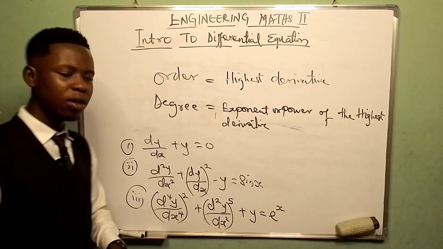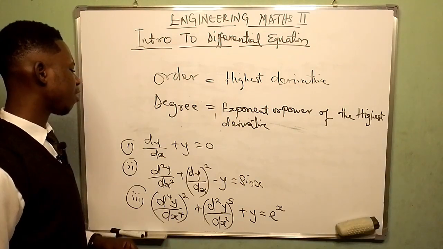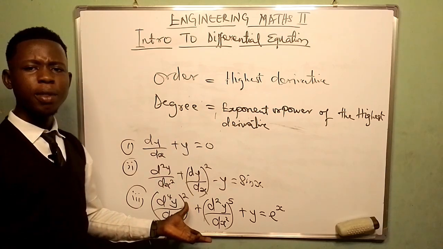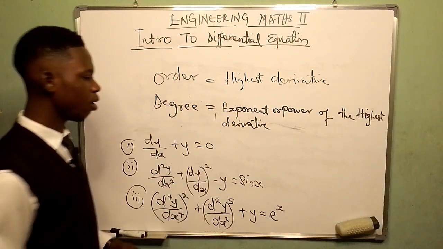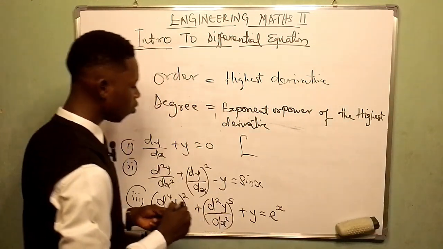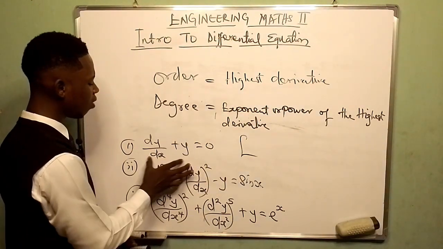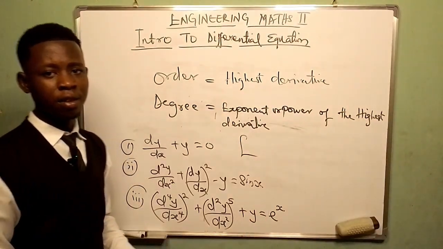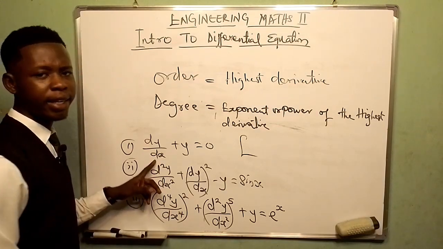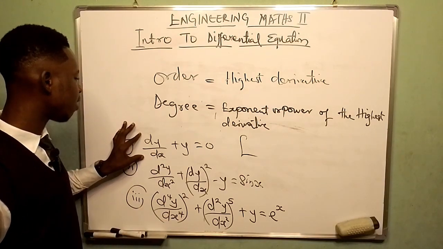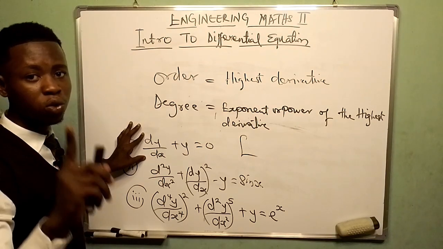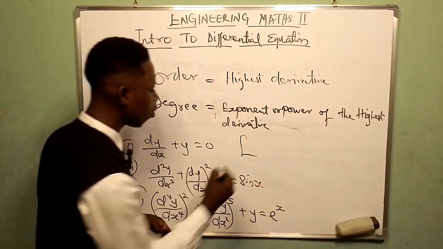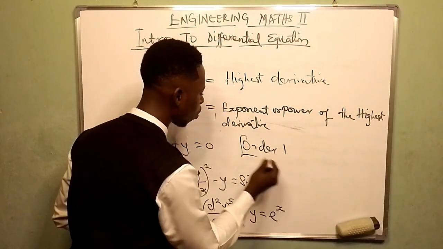Now, having looked at each of these, how are we going to classify and know the order or degree of this differential equation? Now, it is very simple. I've already told you that for you to find out the order of this differential equation, you are looking at the highest derivative. What is the derivative? Derivative is when you say dy dx. Now, what is the highest derivative? The highest derivative that we have here is 1, because we have only dy dx. That is the first derivative.